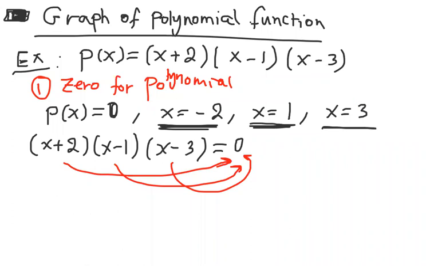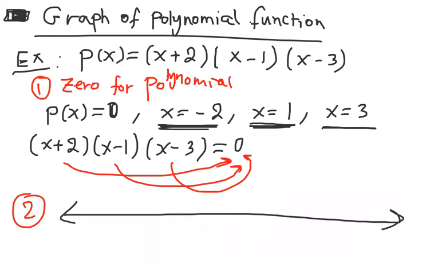Second step: you have to draw a horizontal line and put the zero points on this line. So this is 3, this is 1, this is minus 2. Now we have to find the sign between minus 2 and 1, between 1 and 3, and the sign here. So we have to find the sign.